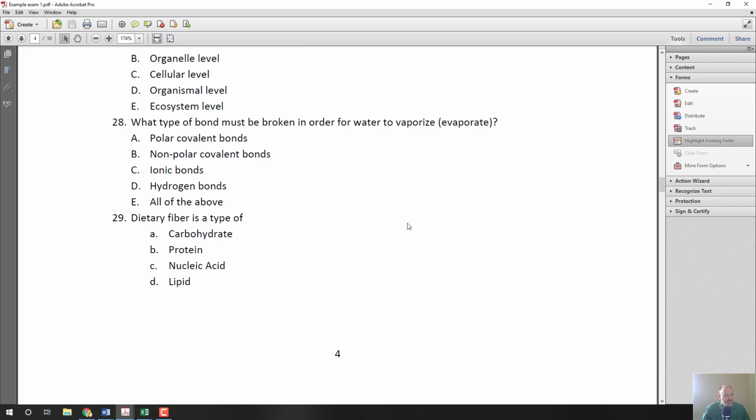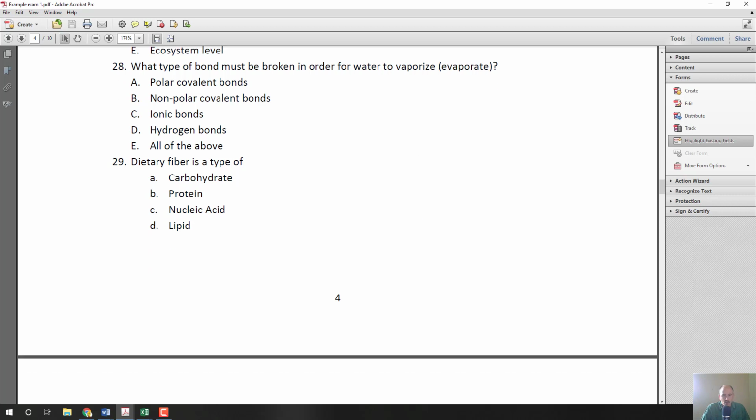Number 28. What type of bond must be broken in order for water to vaporize or evaporate? Well, when water evaporates, the molecules don't come apart. The Mickey Mouse head stays intact. So hydrogen bonds are what are breaking. Hydrogen bonds. 29. Dietary fiber is what kind of macromolecule?